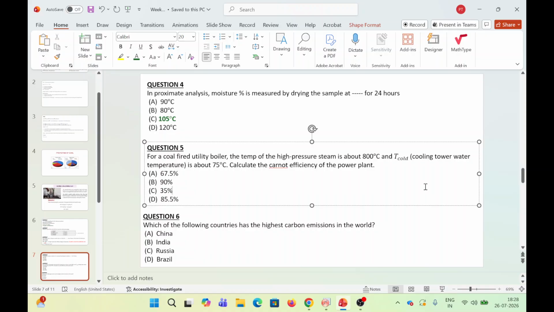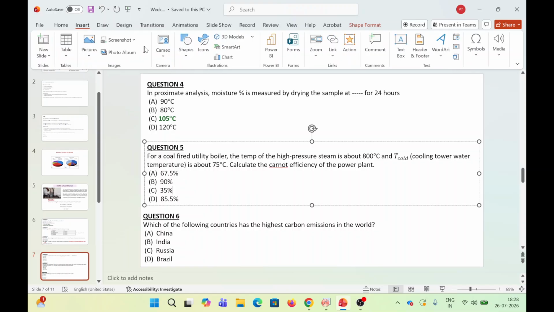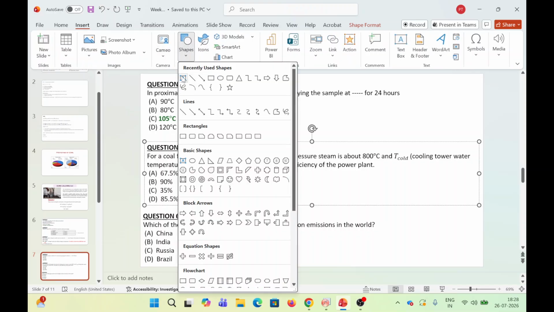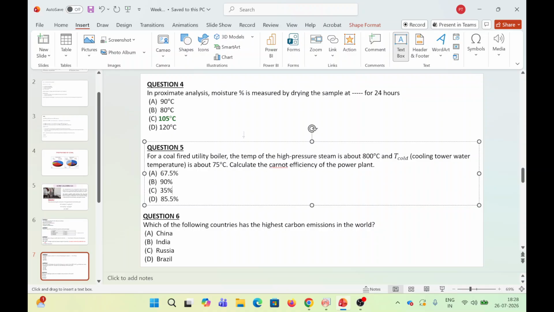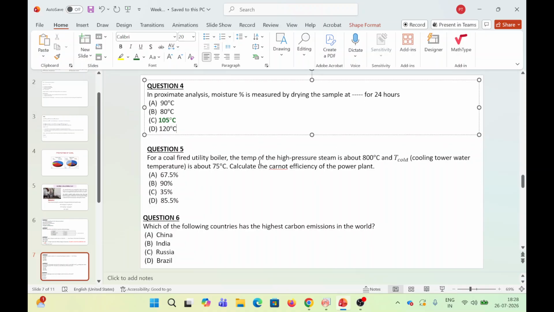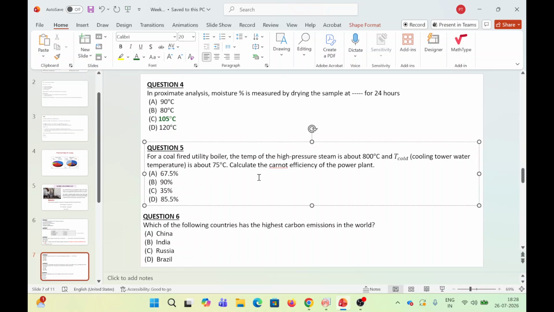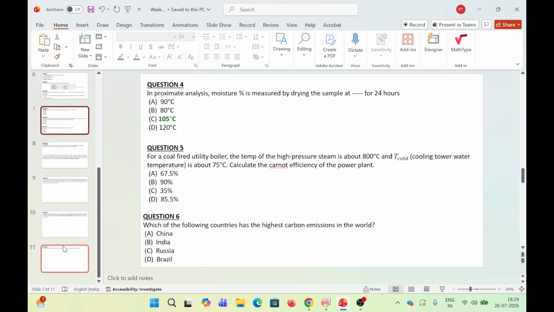How do you calculate? One minus T cold upon T hot, that into 100. So what will be the value? It is 67.5%. Okay, so how do I write this?